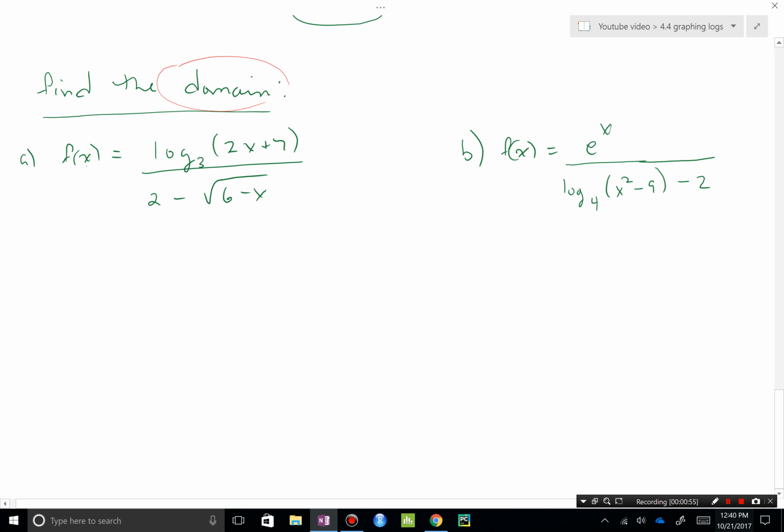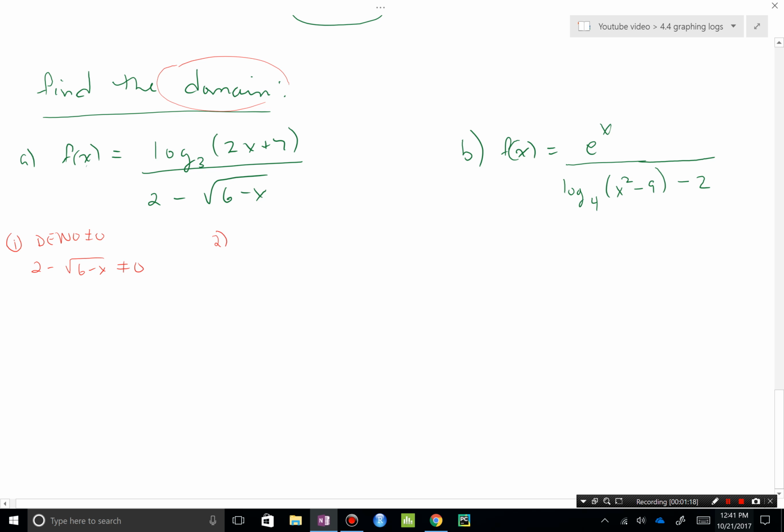All right, so now it comes down to a question, and let's just look at part A. How many restrictions do you have? Well, let's see. A denominator cannot be equal to 0. So that means 2 minus square root of 6 minus x cannot be equal to 0. Yes, that's one problem that you should be okay with solving, so I'm going to go through and solve that in a second, but not now. Let's look at number 2.